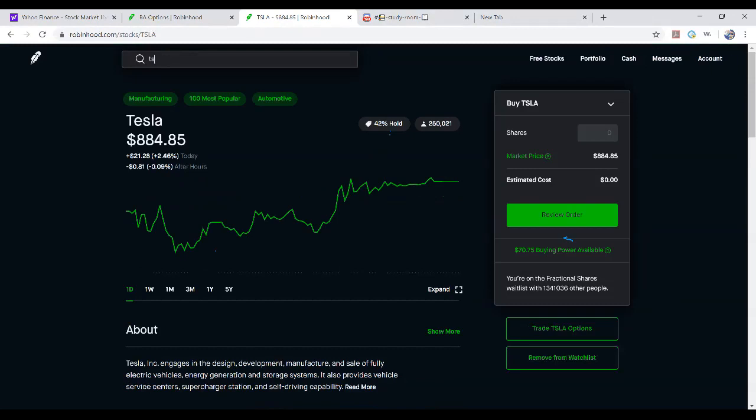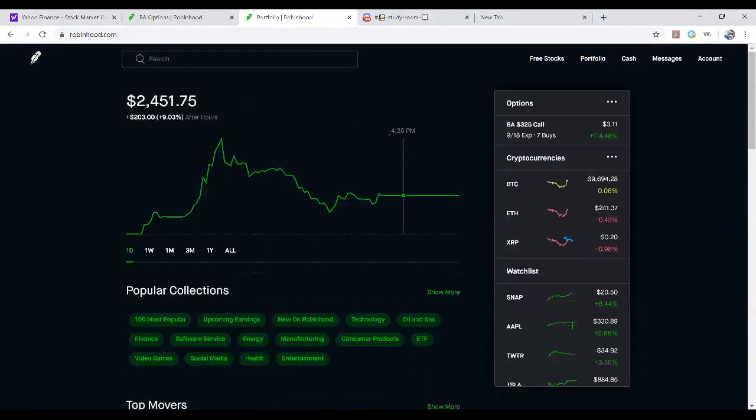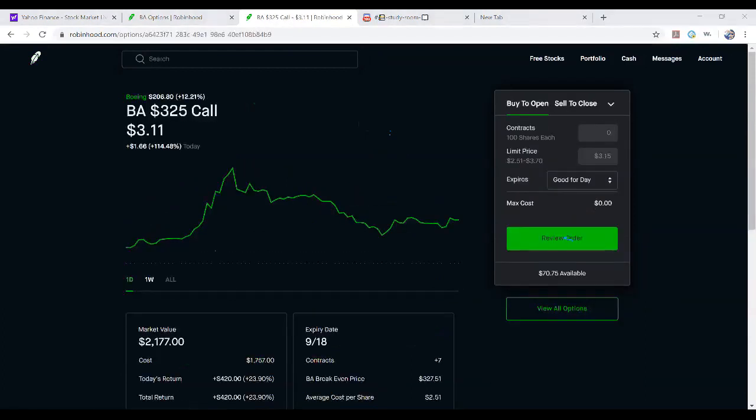How do you close the call order? You don't really have to close it, you mostly sell it. Let me show you. If I go to my Boeing call order, I would put sell to close, 7 contracts, and the limit price. Right now it's at 3.11. You have to put it in 5 cent increments, so it would probably be 3.1 you close it at. You review the order, you submit it, and you sell it.